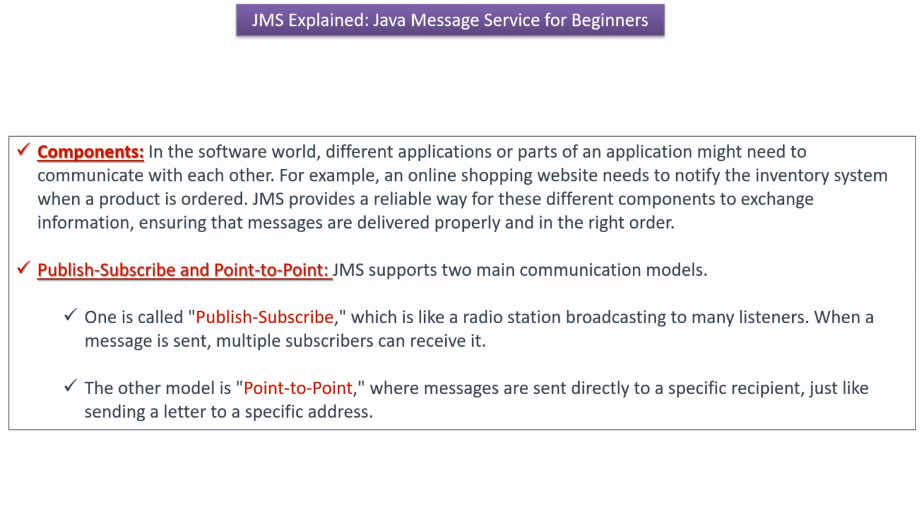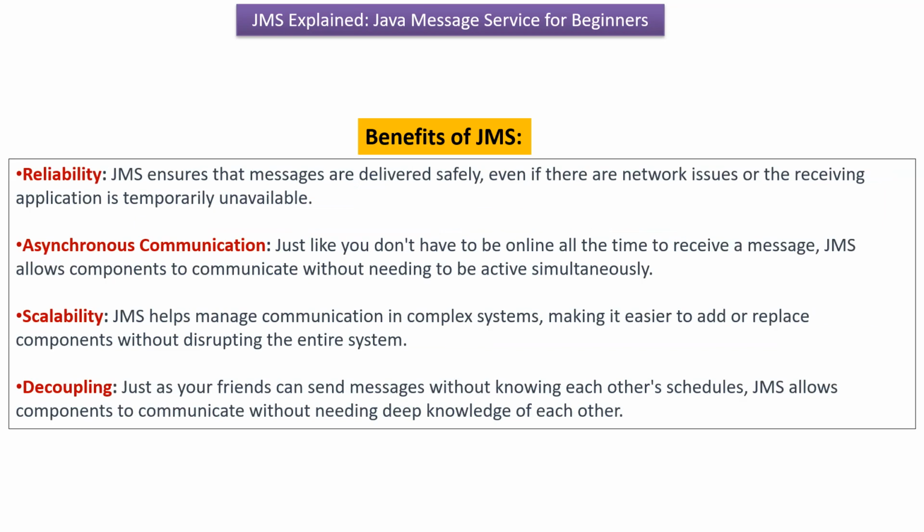JMS supports two main communication models. The first one is the publish subscribe model, which is like a radio station broadcasting to many listeners. When a message is sent, multiple subscribers can receive the message. The second model is point to point, where messages are sent directly to a specific recipient, just like sending a letter to a specific address. Here we will see the benefits of JMS.